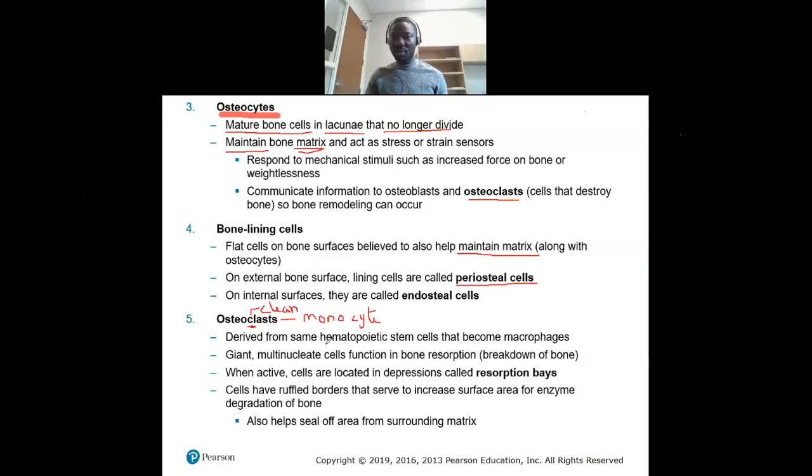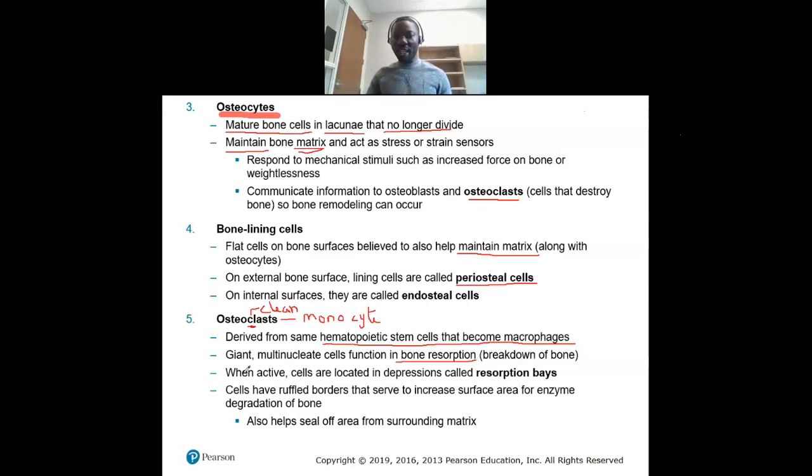Now, they are derived from hematopoietic stem cells that become macrophages. They are giant and multinucleate, meaning that they have multiple nuclei, and they help with bone resorption. Resorption means reabsorption. So they help to reabsorb bone, meaning that they help to break down bone. They break down the bone, bone resorption.